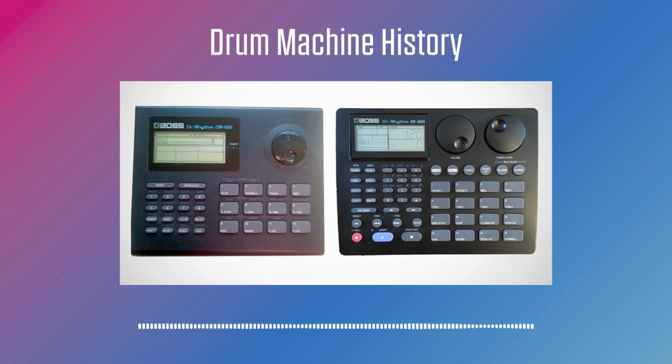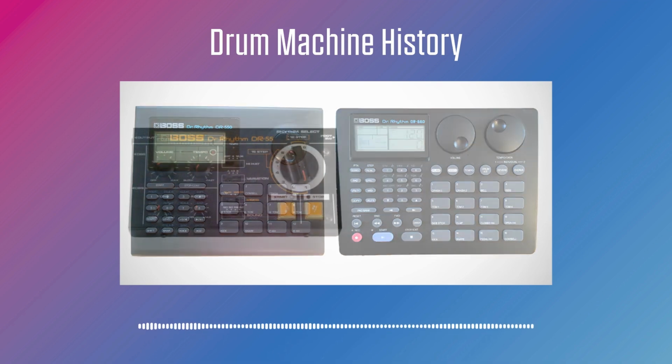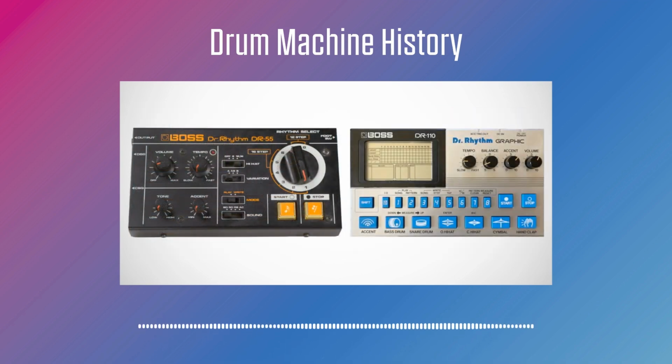Boss, incidentally, are a subsidiary of Roland and have a long tradition of affordable gear for musicians, including their earlier 2 analog drum machines, the DR55 and DR110.